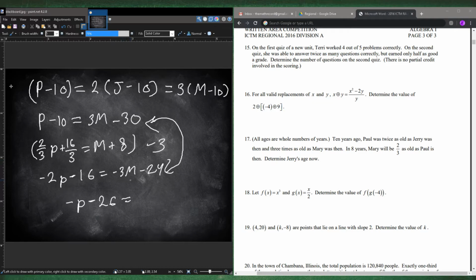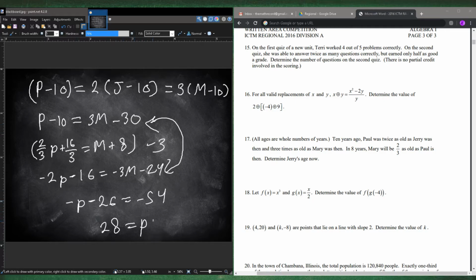3m plus m cancel each other out. Then negative 24 plus 30 plus negative 30 is negative 54, right? So then P is equal to 54 minus 26, which is equal to 28. So Paul's age right now is 28.